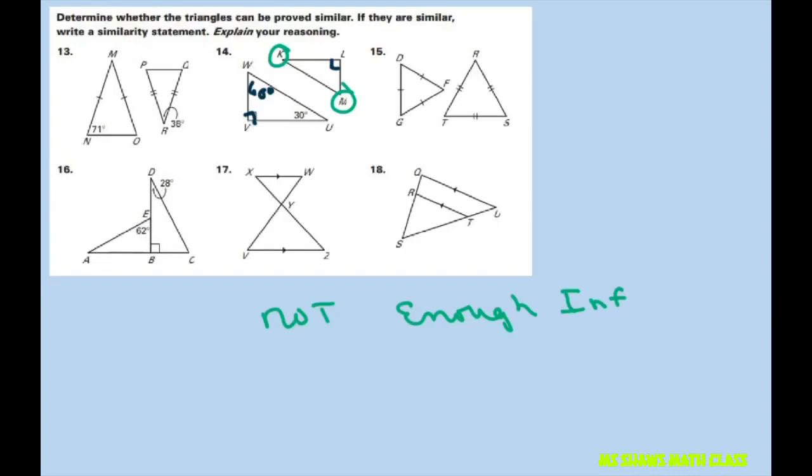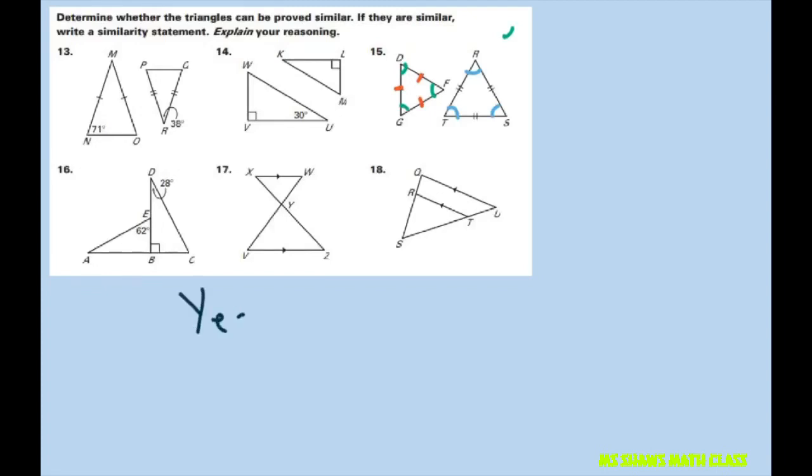Now, for this one, I know all my sides are congruent. That means my angles are congruent. And the same thing for this one. All my sides are congruent. That means all my angles are congruent. Therefore for 15, this is a yes. I at least have two angles that are congruent.